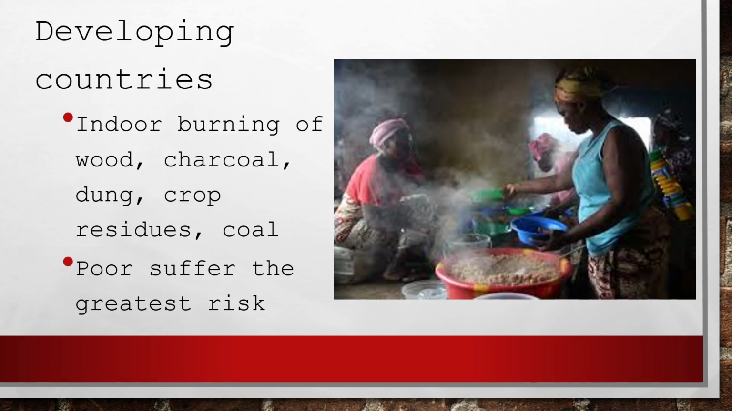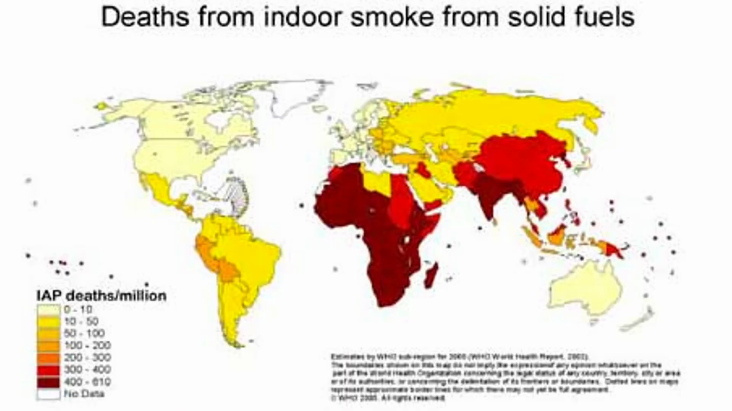Now, in developing countries, there's more burning of wood, charcoal, dung, crop residues, and coals, and so they're going to typically have more indoor air pollution than a developed country. And for the most part, the poor are the ones that suffer the greatest risk. A good example of that is just looking at the deaths from indoor smoke from solid fuels. You can see the areas that are in red and dark red. These are areas where those numbers are going to be higher, and they also just happen to be the areas where we have more poor individuals. These are developing countries.